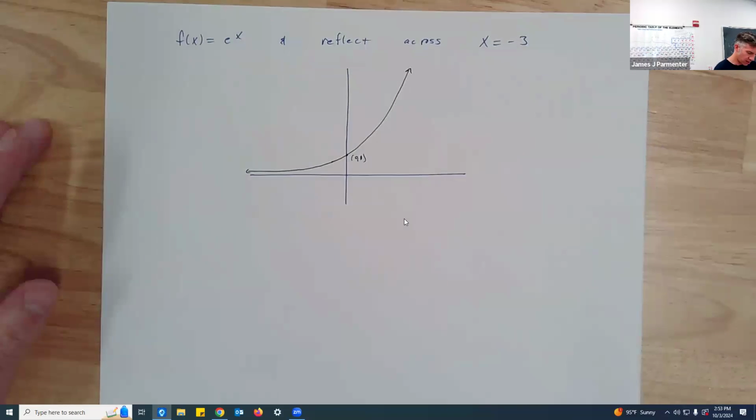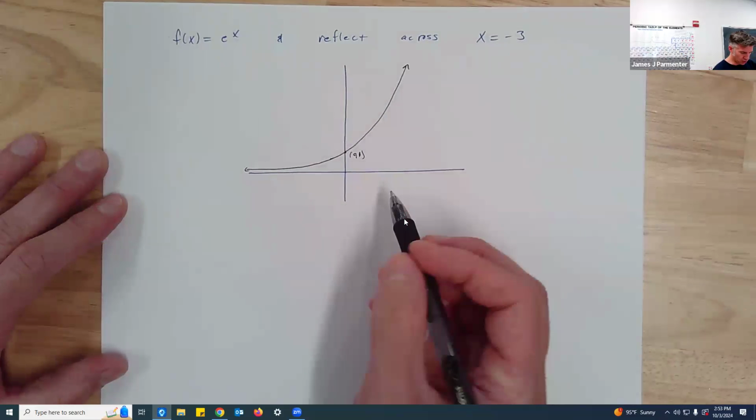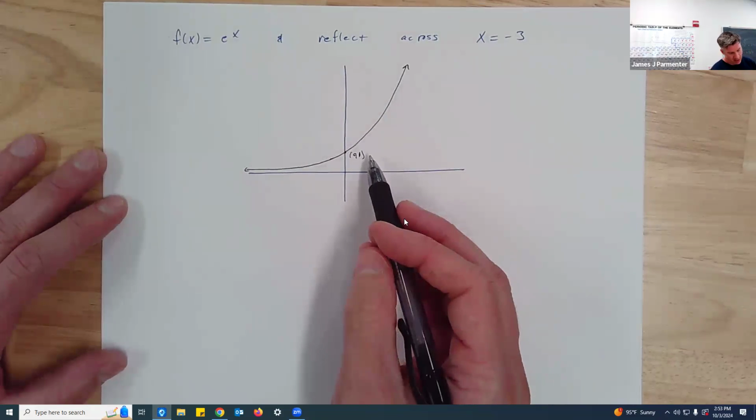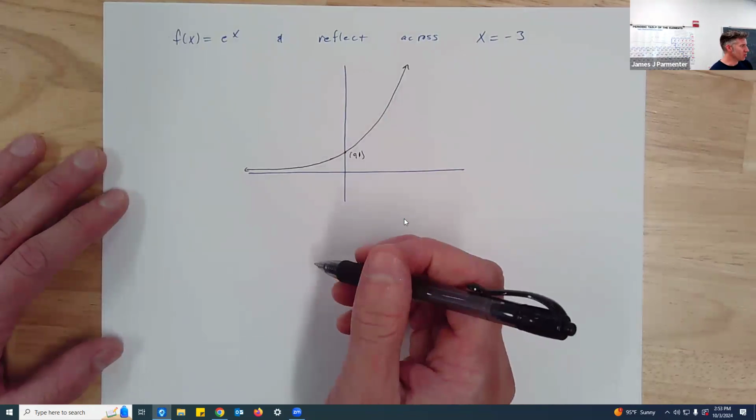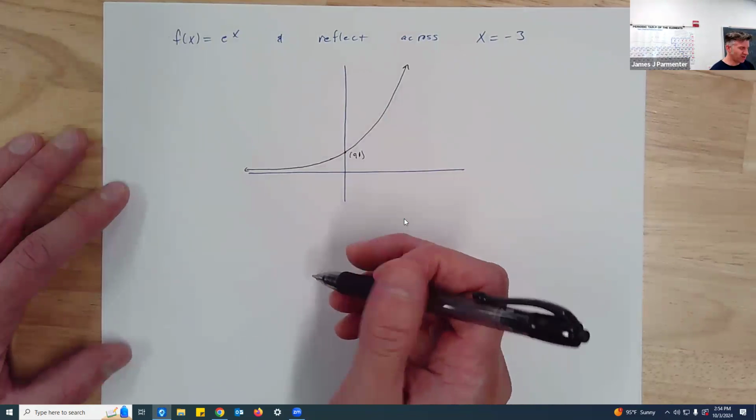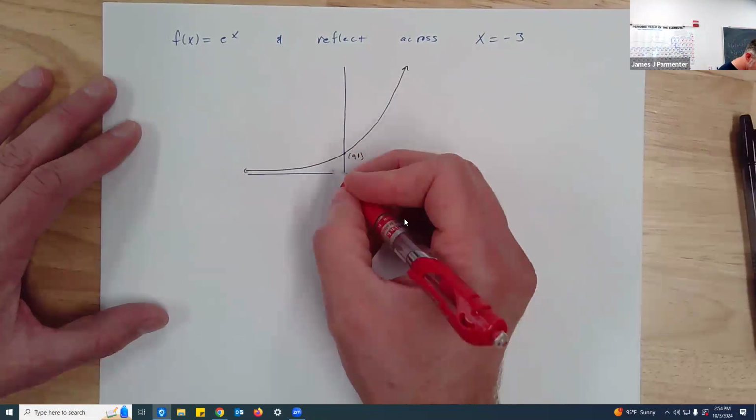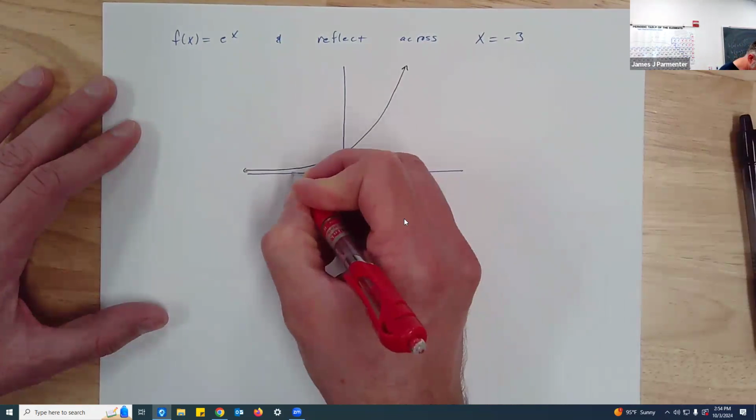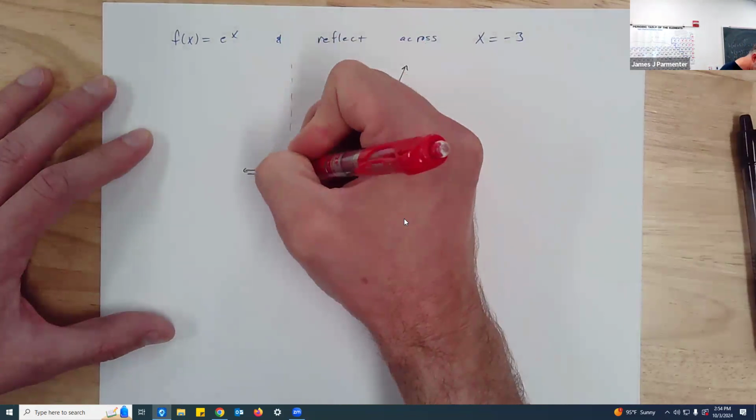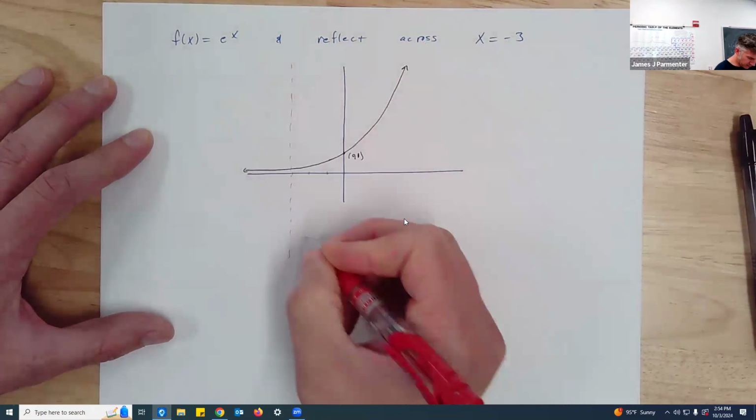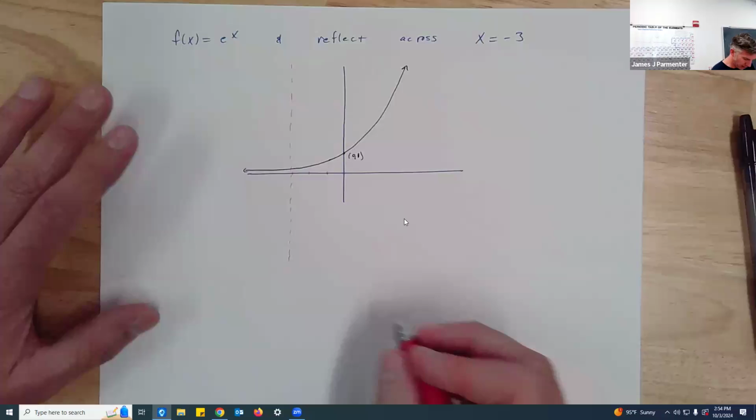Instead of just trying to graph it, I should do the things to try and graph it. How do I do this? It's always harder when you're reflecting across a line that's x equals something. So let's see here. 1, 2, 3. Yeah, I do find this more challenging. I'm not going to lie.